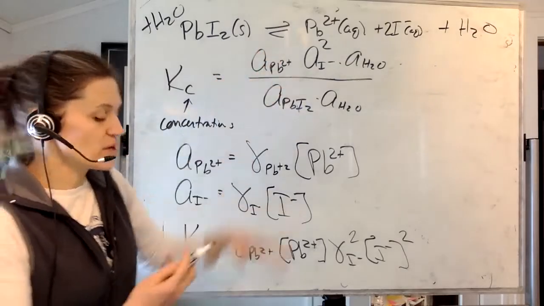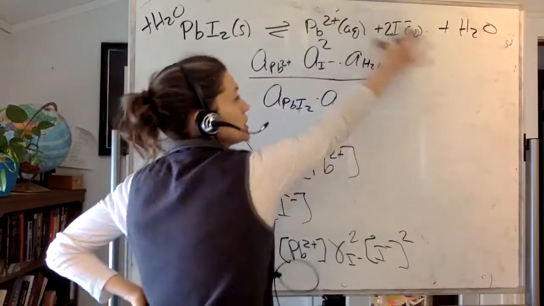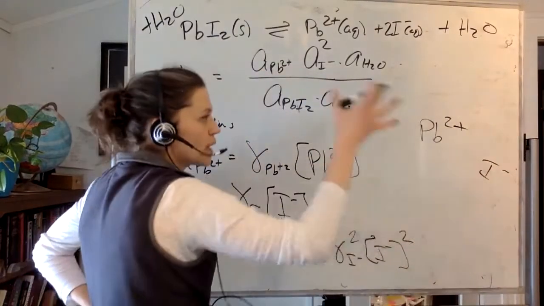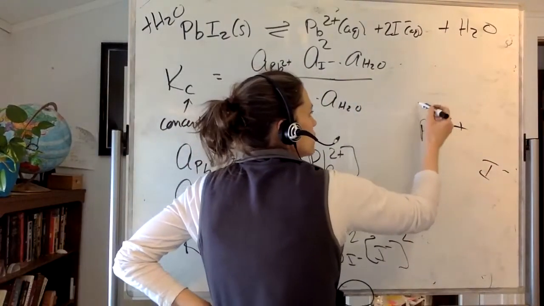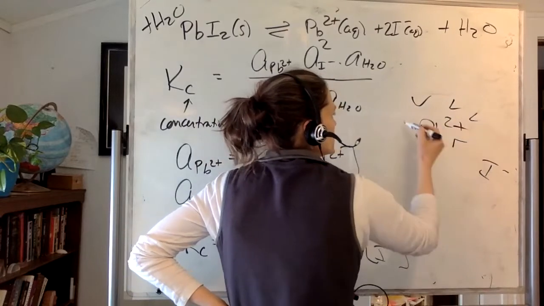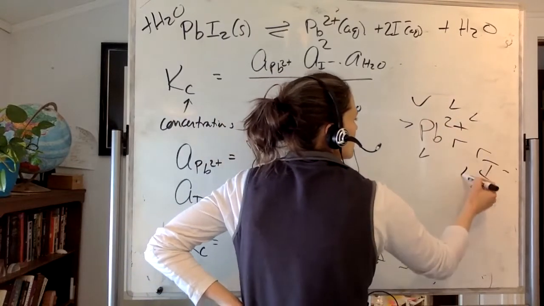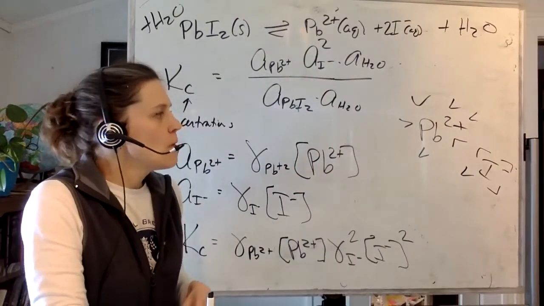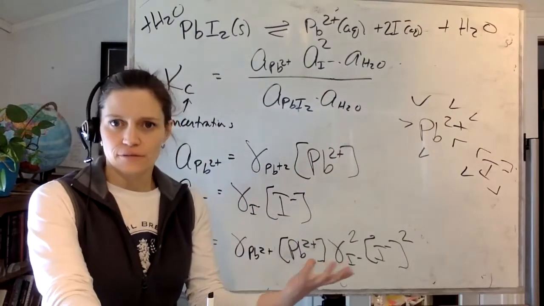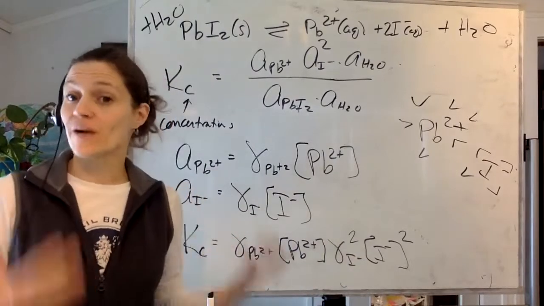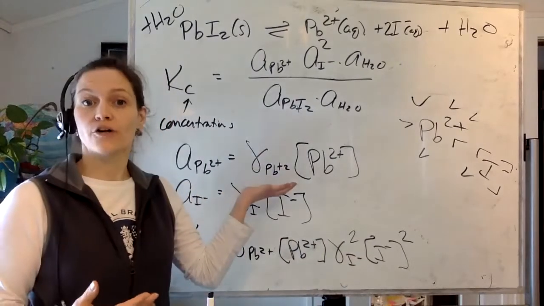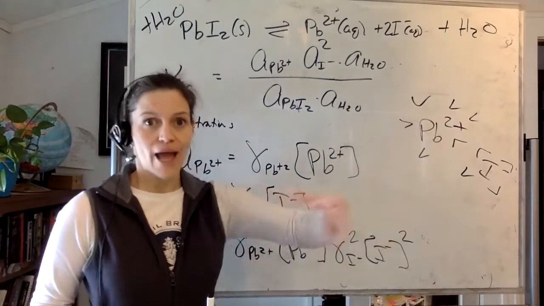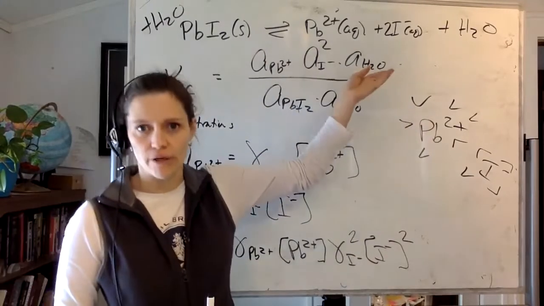So another way to think about this is if this completely dissociates, so your little lead 2 plus and your iodides are all floating around and completely surrounded by your water molecules, so they're completely encased within your water molecules, then all of them are active in the solution. Therefore, they should have a very high activity coefficient, or 100% of the concentration of your lead will be active or part of the equilibrium condition.